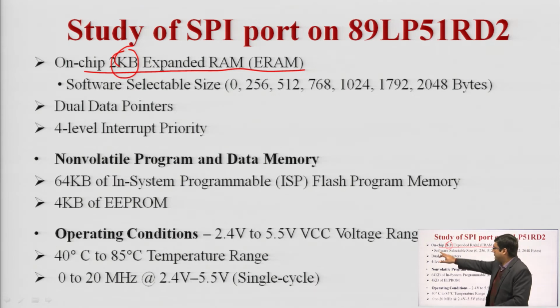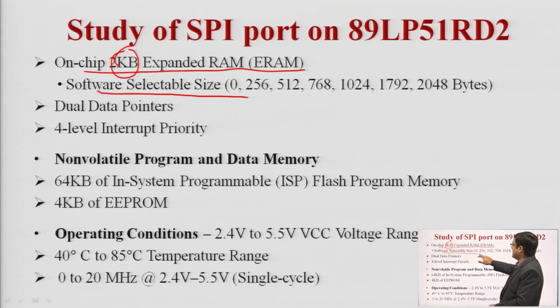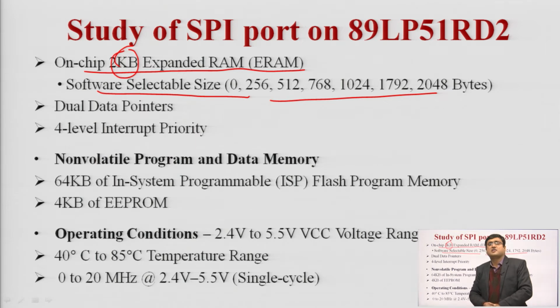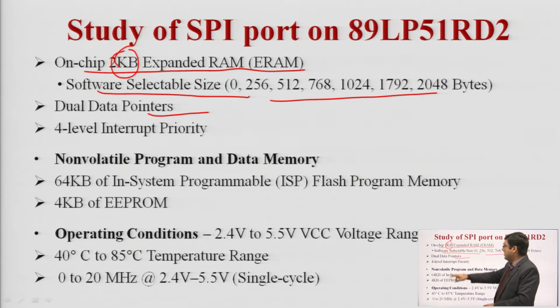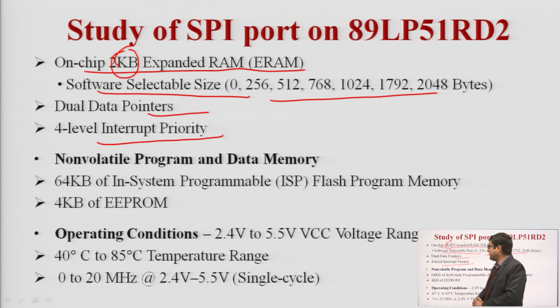The next feature is that it has software selectable size. Among the 7 sizes available: 0, 256, 512, 768, 1024, 1792, 2048 bytes. This microcontroller has the feature to select the particular size upon which it has to work. After that, we have dual data pointers. We have a 4-level interrupt priority. Interrupt priority means basically which interrupt the microcontroller has to deal with.